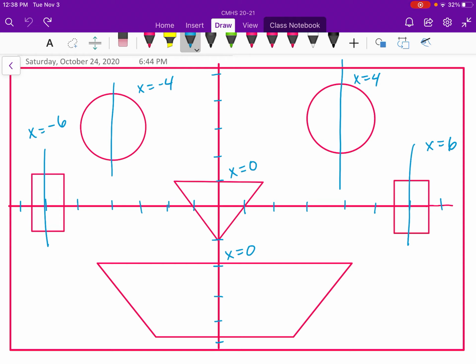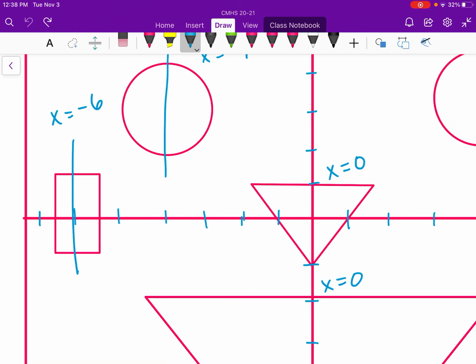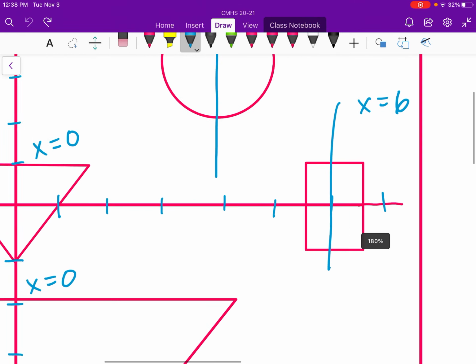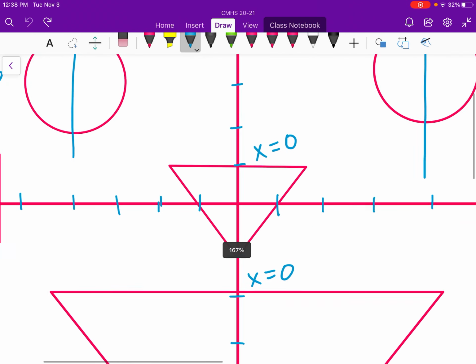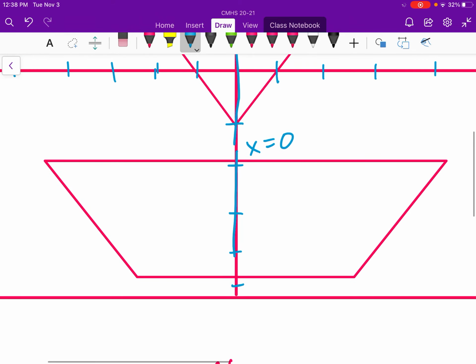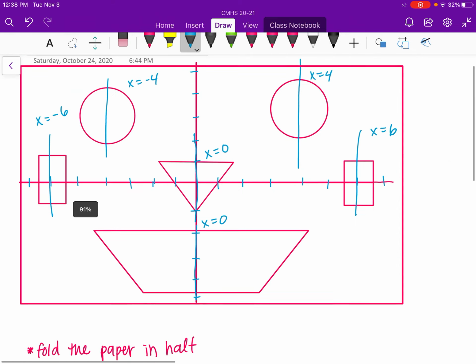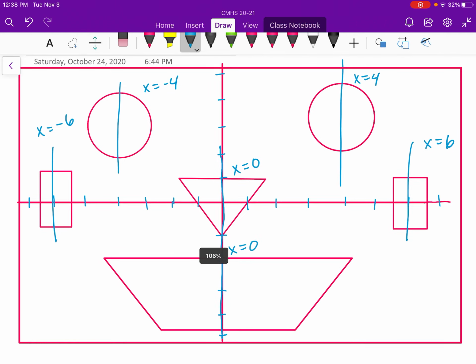And then I want you to draw a line through the shapes on your paper and label the line of symmetry. So here, the x, the line of symmetry, was -6. I went over to -6, and here it is +6. Here it was 4, -4. Here it's 0 right through the middle, like this. And here it's also 0. But yours might be different. I just want you to draw those shapes and tell me where the line of symmetry is.